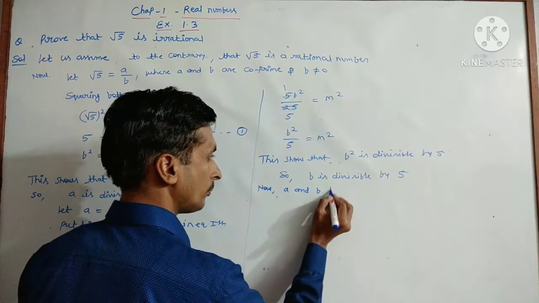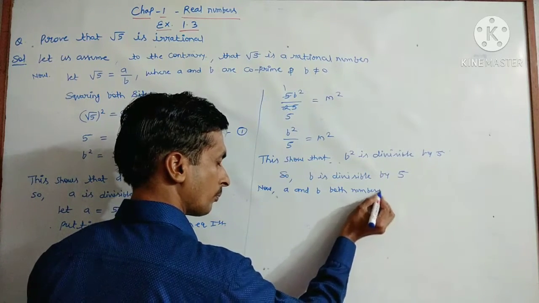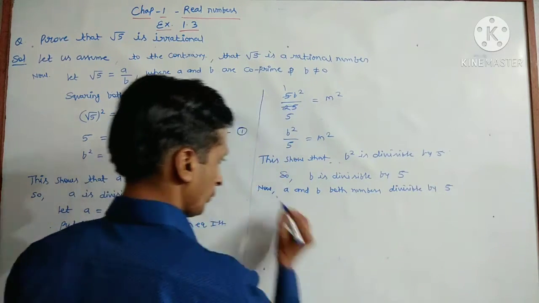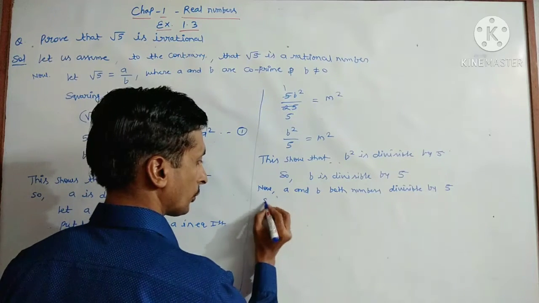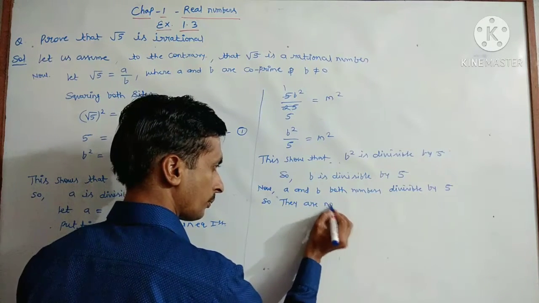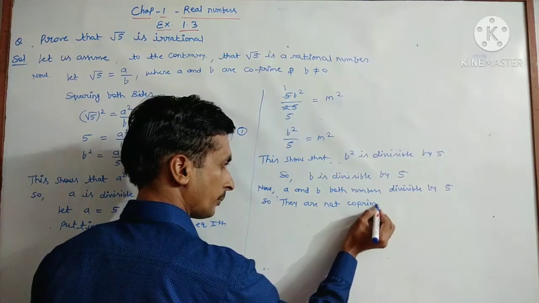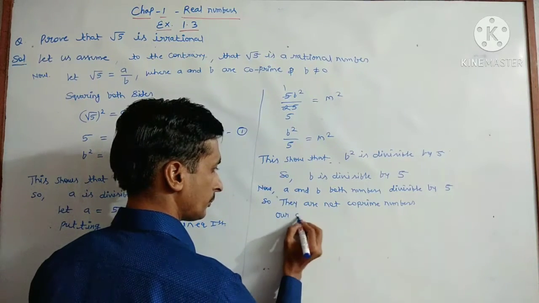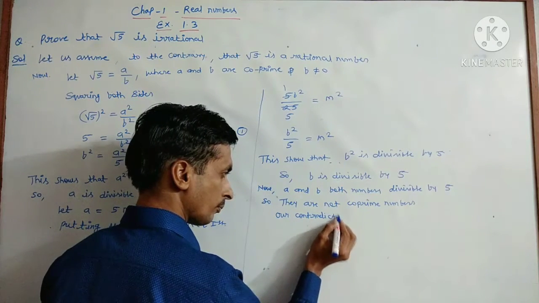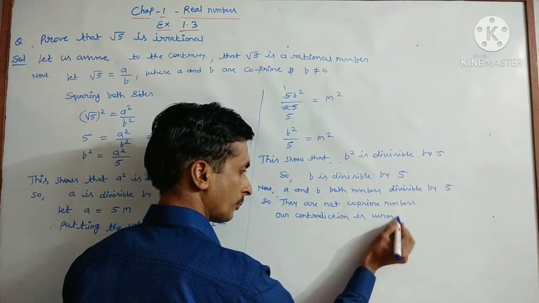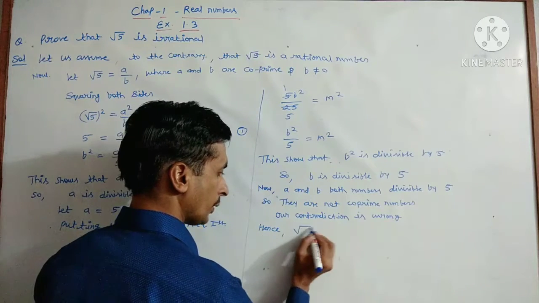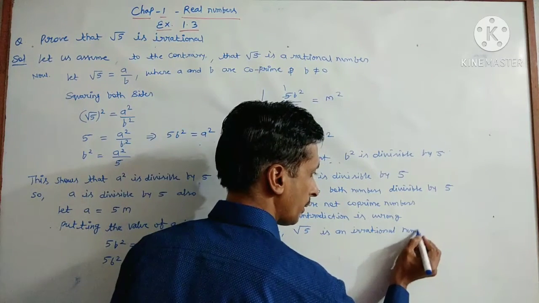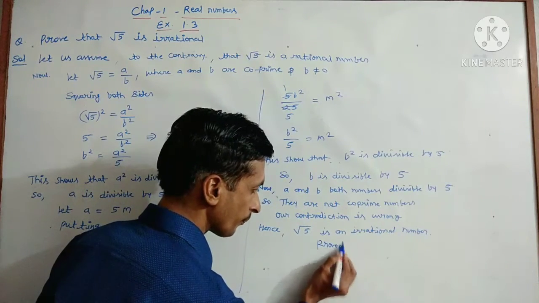Okay, now a and b both numbers are divisible by 5. So they are not co-prime numbers. Our contradiction is wrong. Hence root 5 is an irrational number. So it is proved.